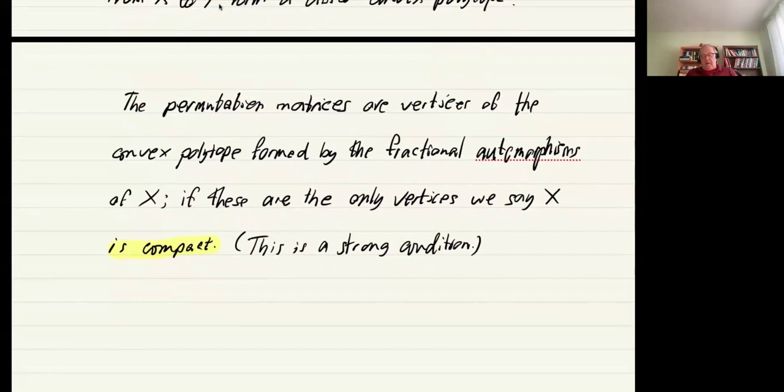And the question that people were interested in was, under what conditions are they the only vertices? So the idea is that in that case your isomorphism structure is a bit simpler, that everything is just a convex combination of automorphisms. And so the term that was introduced is, if the only vertices of the polytope come from permutations, then the graph is said to be compact. This has nothing to do with the topological meaning, as far as I know, and it's a very strong condition, and it probably won't come back to us. But we will see fractional automorphisms arising very shortly.